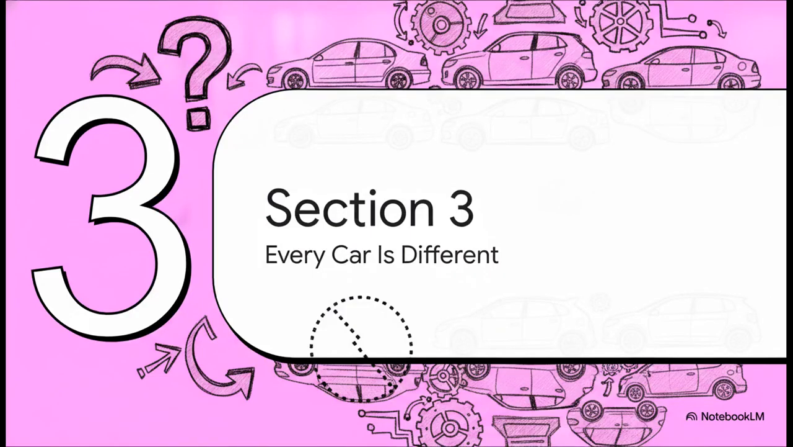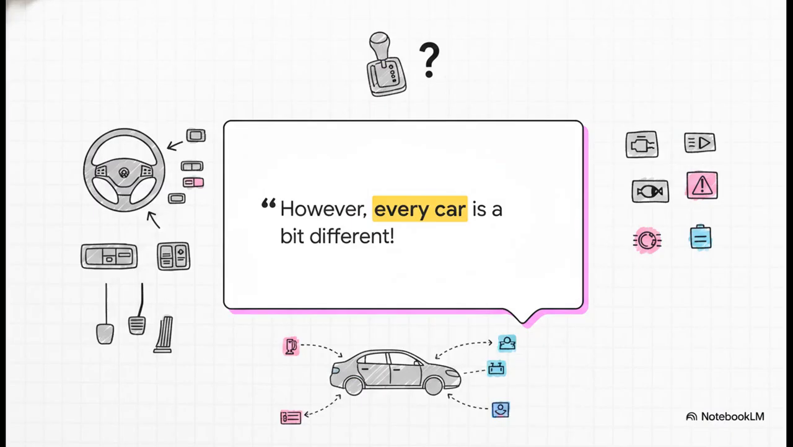All right, Section 3, why every car is different. Now here is where we hit a bit of a plot twist. While those basics we just talked about are pretty universal, the reality is, however, every car is a bit different. The exact placement of buttons, those specific warning lights that pop up on your dash, and all the unique features, they vary greatly from one vehicle to the next. And because of that, just relying on general advice can actually be a bit risky.